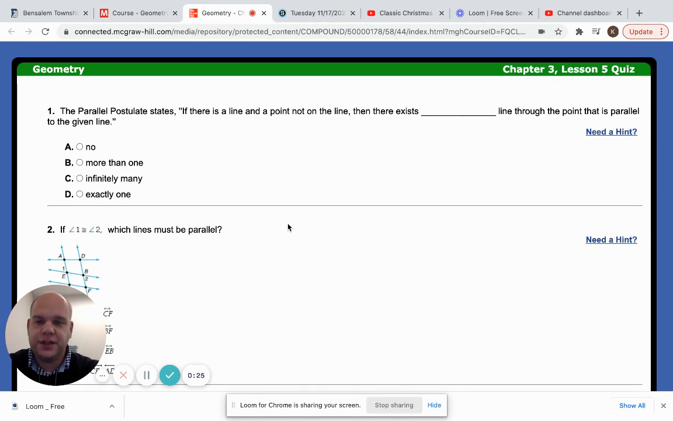So the parallel postulate states if there is a line and a point not on the line, then there exists blank line through the point that is parallel to the given line. So if you've got a line and then you've got a point that's not on the line, so like let's just say this is a line, you got a point up here, then there exists how many lines that are parallel with this line that go through that point?